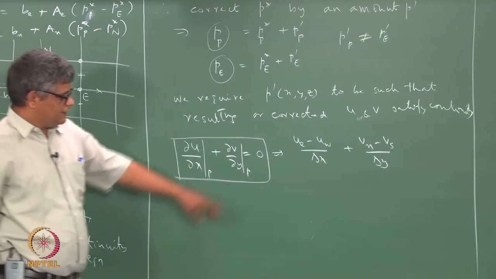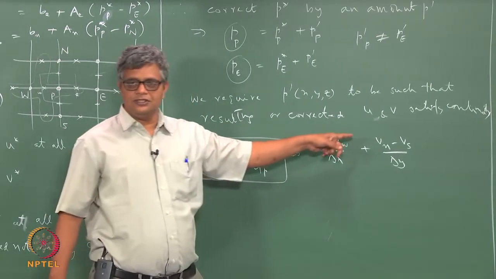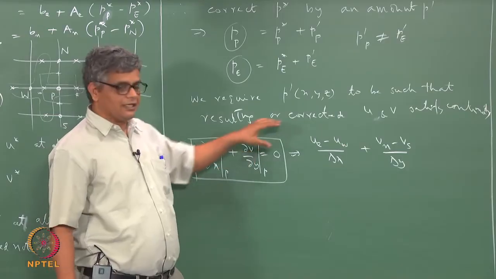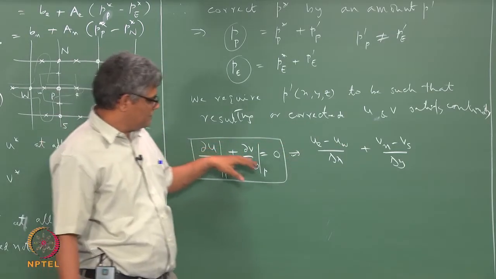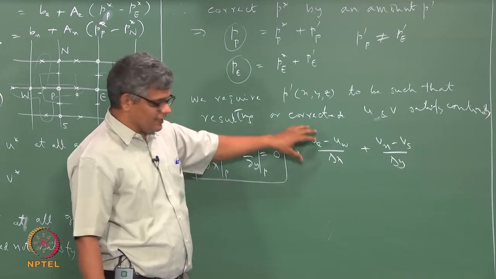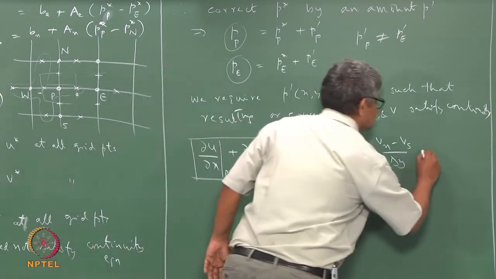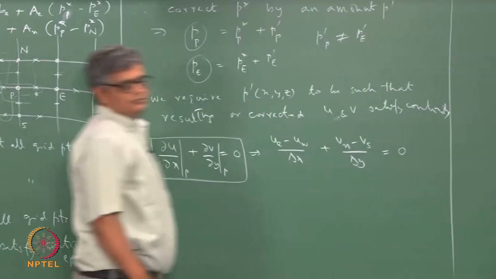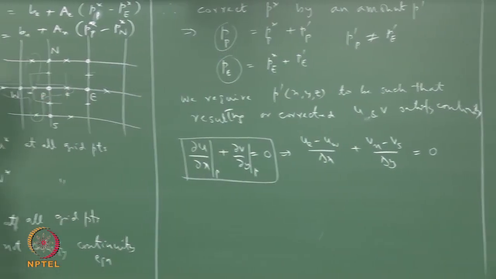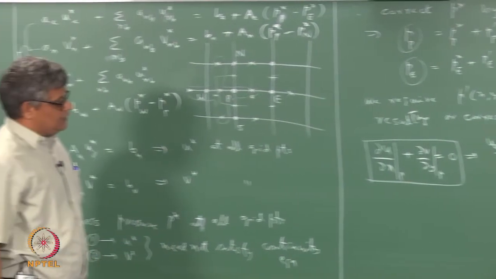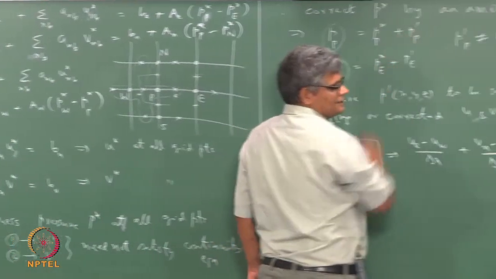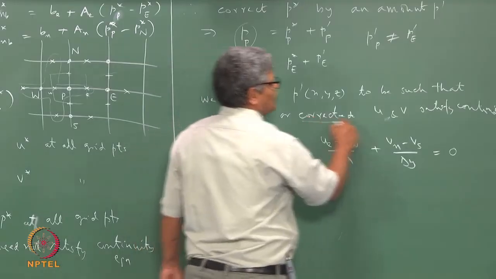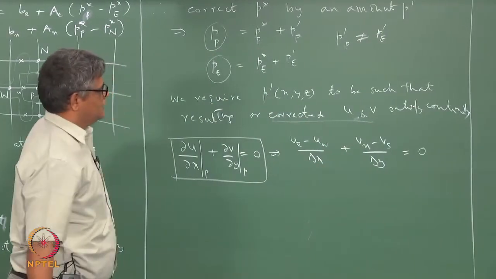We notice that here we are not putting any starred quantities, because these are supposed to be the corrected velocities such that they satisfy the continuity equation, and therefore when we substitute the correct velocities, then this should be equal to 0. Okay. So now here, along with the pressure correction, we are talking about a velocity correction.